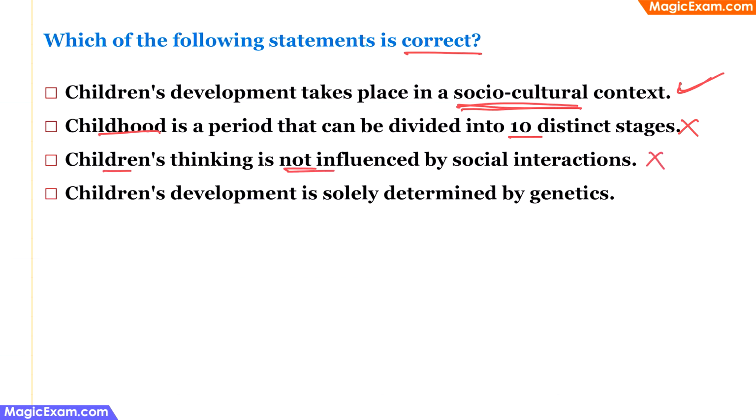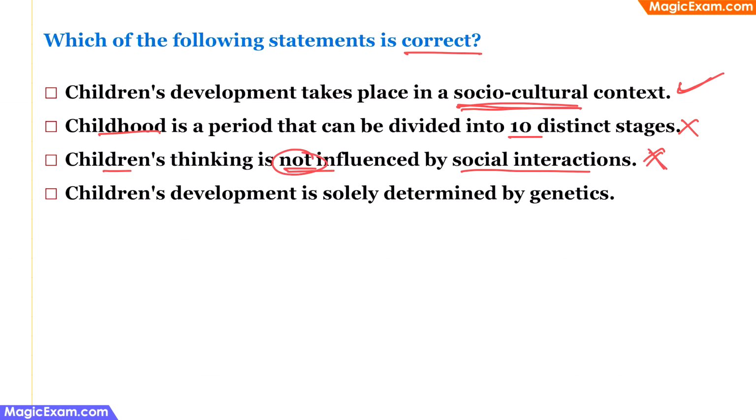Next, children's thinking is not influenced by social interactions. This is incorrect because when you look at children, they learn a lot from social interactions. From their friends and from their parents and from their community, they will learn a lot of behavior and thought process, right? Therefore, children's thinking is influenced by social interactions. Therefore, this is incorrect because 'not' makes it an incorrect statement.